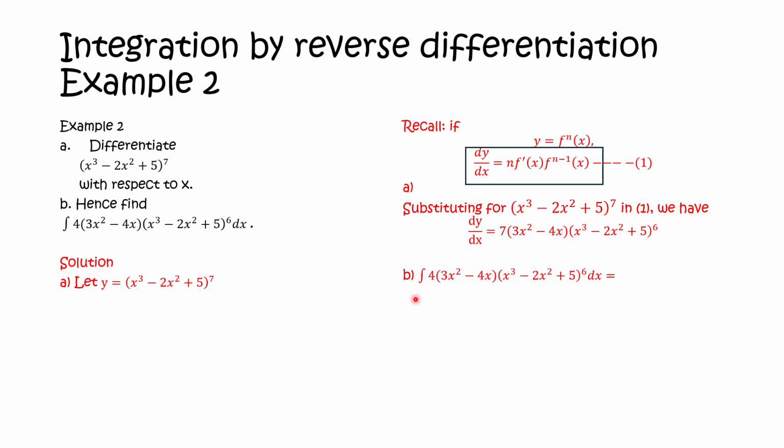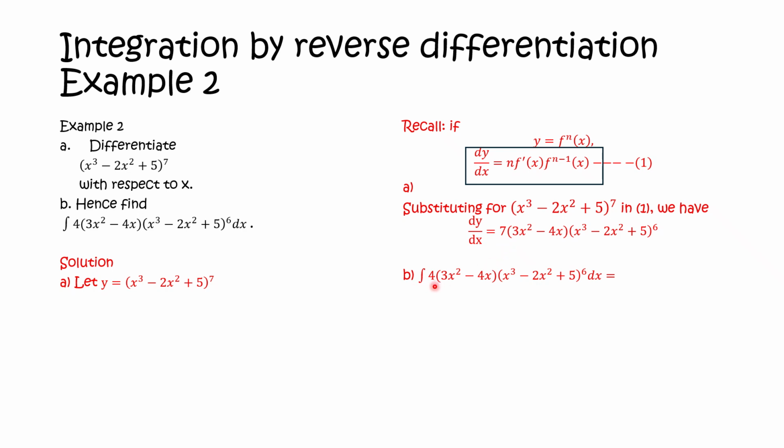We move on to the b part. So with part b, we are given that whole chunk there, and we are asked to integrate it. Now we compare that with what we had in part A. So with part A, we see that we have a 7, yet in part B, we have a 4.